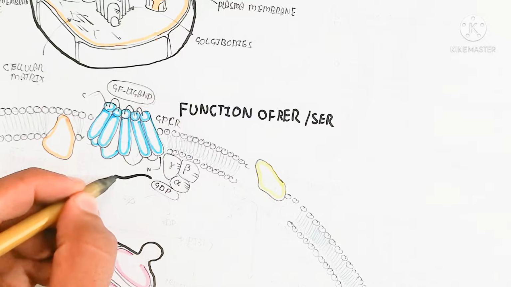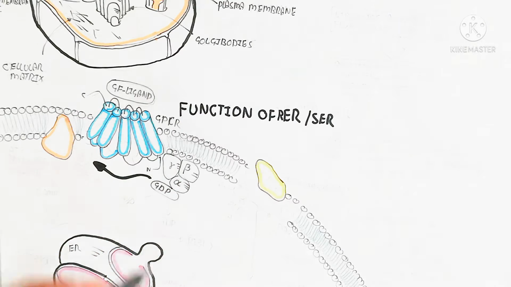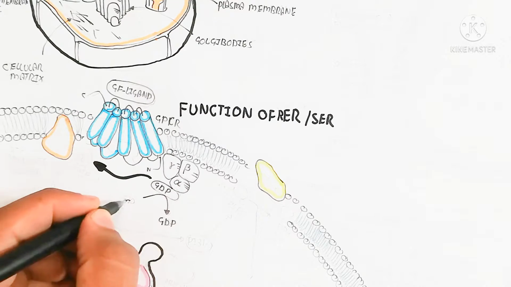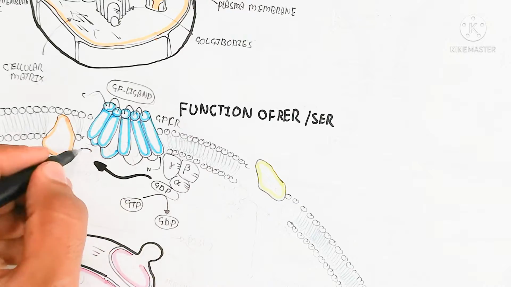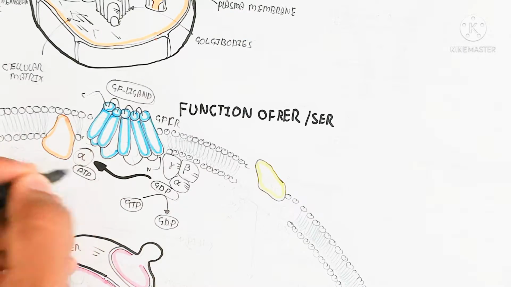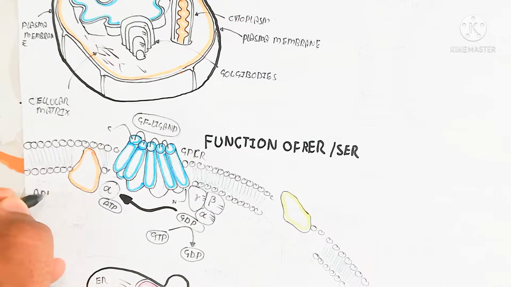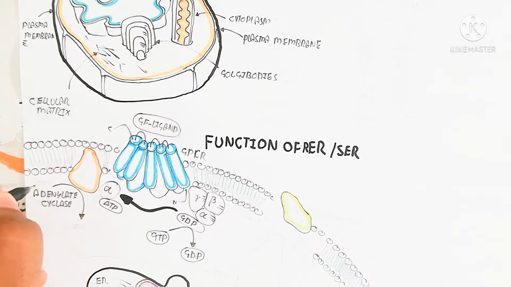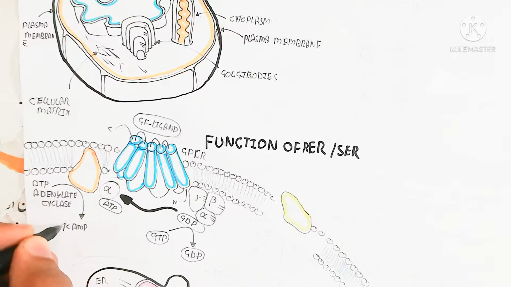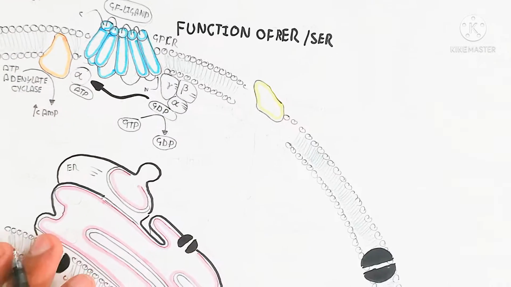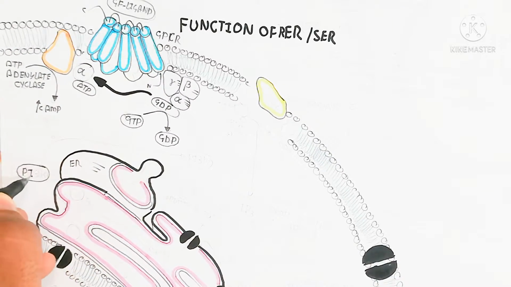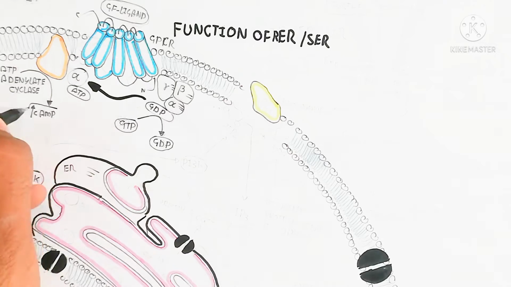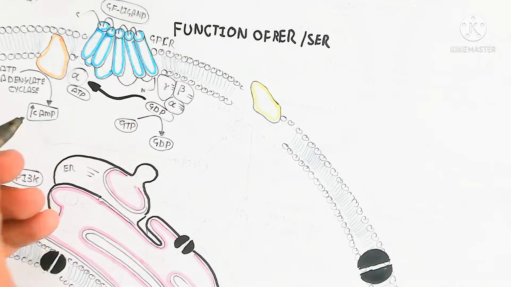The trimeric alpha subunit is inactive when bound to GDP, while it is activated by signaling through second messenger enhancement. The GDP is exchanged for GTP, giving the active alpha GTP. Here ATP is used by the adenylate cyclase enzyme to produce cyclic AMP, which is the second messenger.